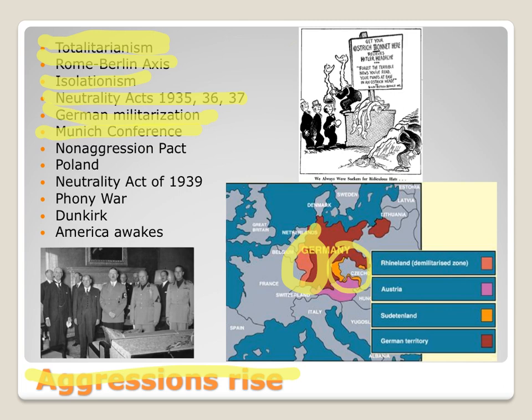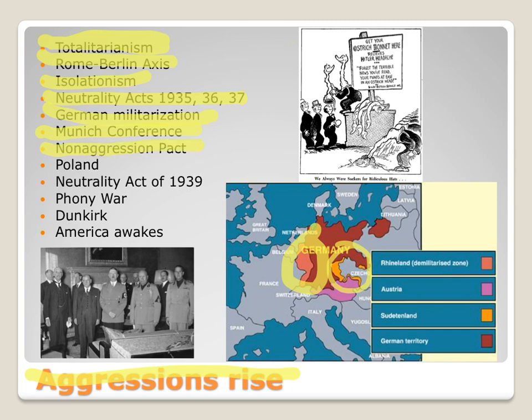And Prime Minister Chamberlain goes home from Munich to the United Kingdom, to England, sets up a press conference and delivers a famous quote. He says, "We have achieved peace in our time. Peace in our time." Except we hadn't. Everybody thought, good, Hitler's done, we're all saved. No, we're not. And especially based on what Hitler does next.